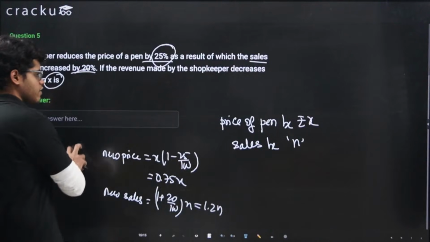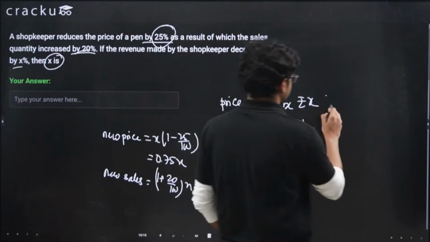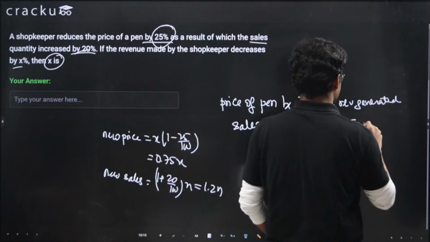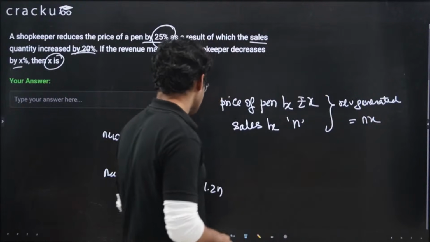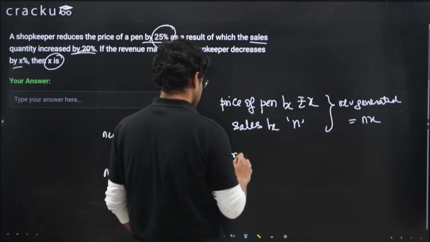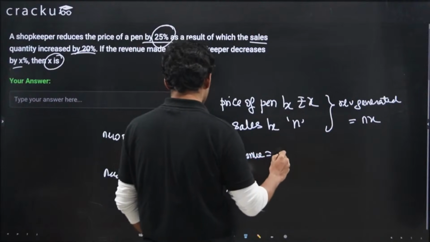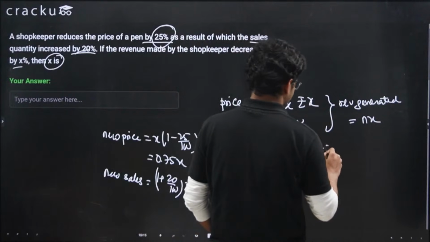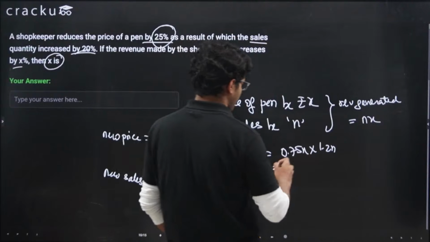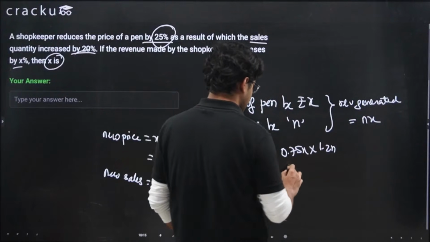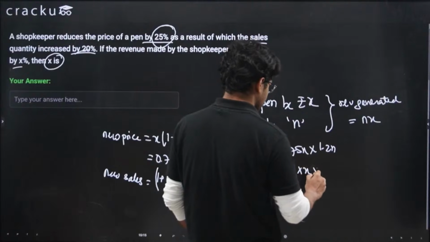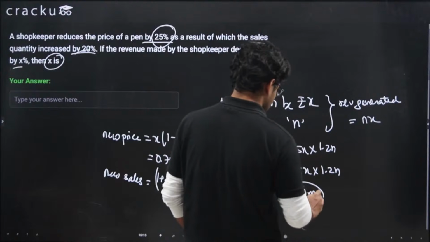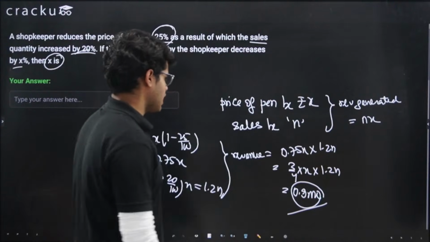So what is the revenue? The revenue generated initially is X into N, which is NX. And the revenue generated here is 0.75X into 1.2N. Now this 0.75 I can write as 3 by 4, into 1.2N. So it is 0.9NX. So revenue is 0.9NX.